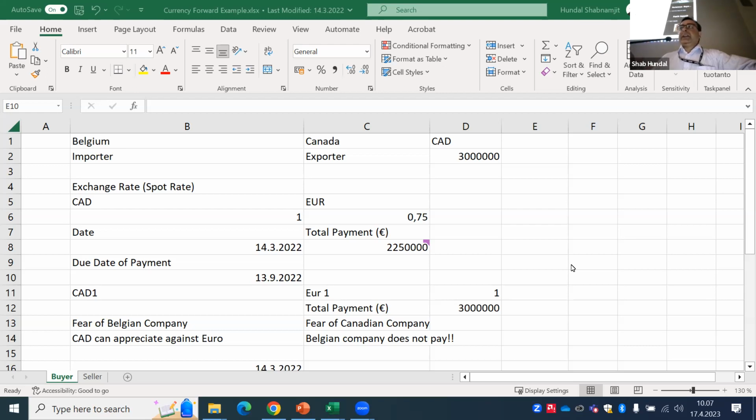So there is a linkage between accounting and finance. In accounting we first spotlight the risk, but in finance we take some actions.